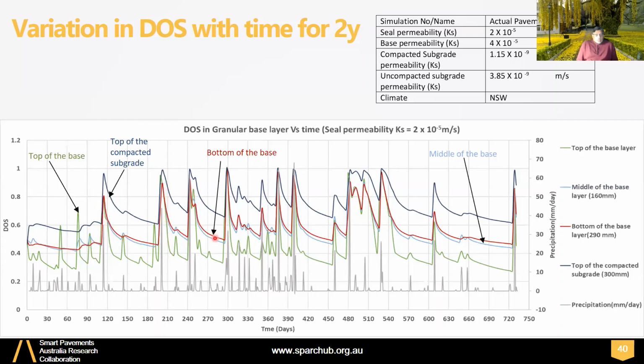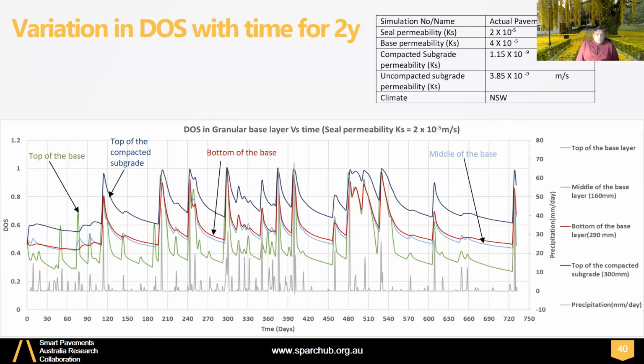So you can see actually the base and the middle have higher water or higher degree of saturation than the top, because water is flowing down quite quickly, right? Down because of the high permeability of the seal and the base. So the base gets higher degree of saturation, and sometimes they reach full saturation during rainfall events. And this may last for several weeks. You can see the blue line, which is the top of the compacted subgrade. It has the highest water content.